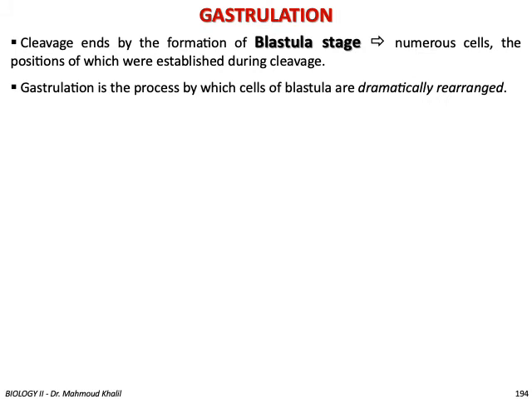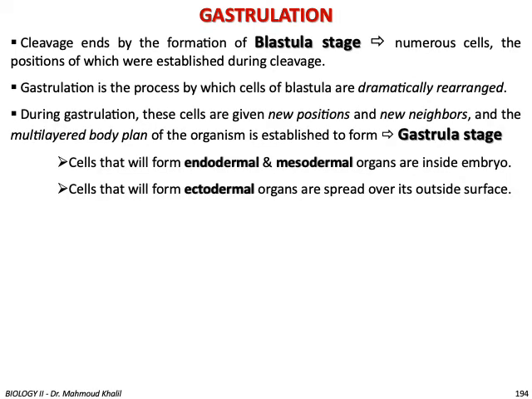Gastrulation. Cleavage ends by formation of a stage called the blastula stage. The definition of a blastula stage: it's numerous cells, the positions of which were established during cleavage. Gastrulation is a process by which cells of the blastula are dramatically rearranged. During gastrulation, these cells are given new positions and new neighbors, and the multi-layered body plan of the organism is established to form a gastrula stage.